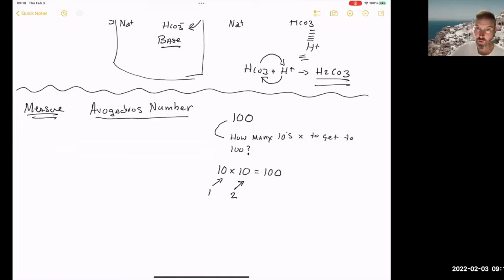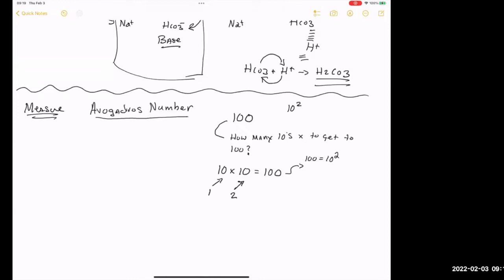So another way I can rewrite 100 is by saying that 100 equals 10 to the second power, 10 to the 2. So if you see 10 to the 2, that just means 10 times 10, right? Everybody okay there?